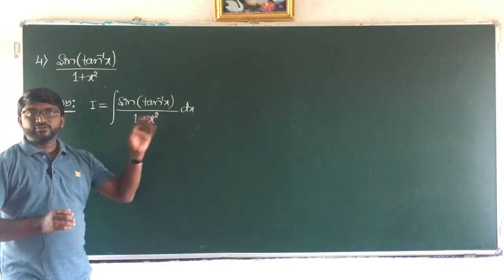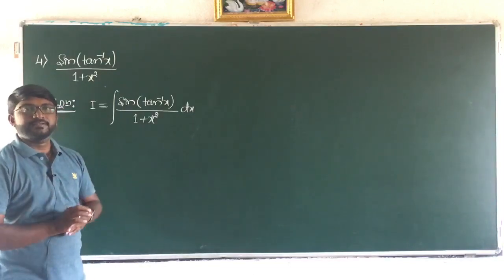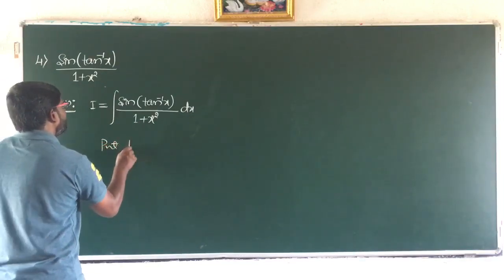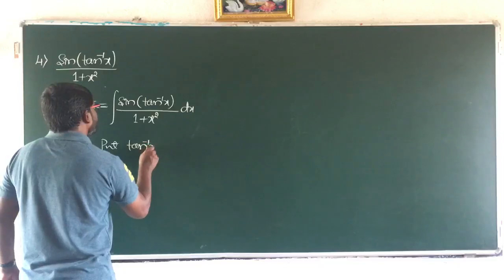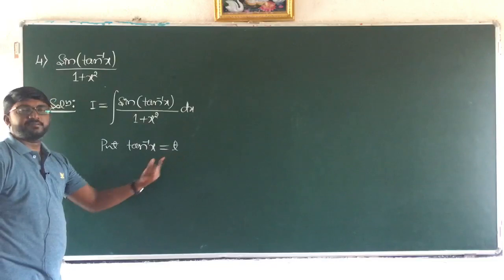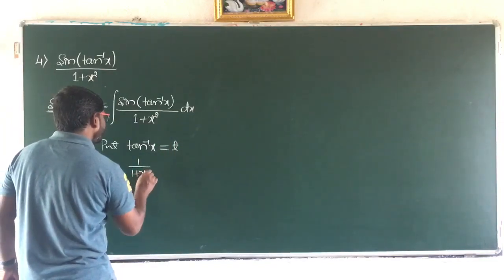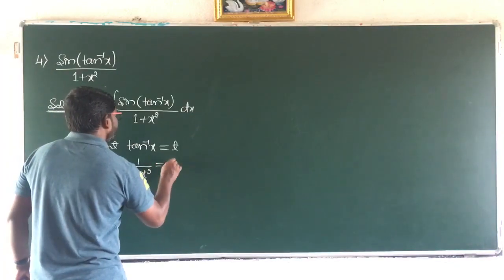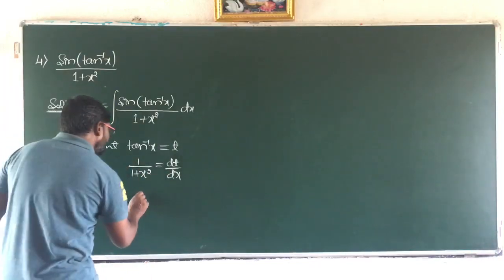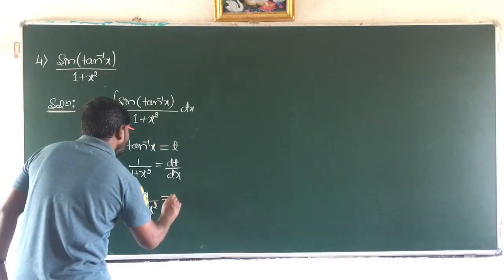We have to go for the substitution whose derivative is there in the denominator. So we should get its derivative. So put tan inverse x equal to t. Now differentiate both the sides with respect to x. So we get 1 divided by 1 plus x square, which is equal to dt by dx. So now take dx to the LHS, it goes to the numerator. dx divided by 1 plus x square is equal to dt.